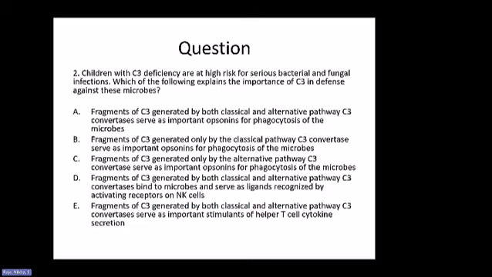Children with C3 deficiency are at high risk for bacterial and fungal infections. Which of the following explains the importance of C3 in defense against microbes? So C3 is in both the classical and alternative pathways, and it's involved with phagocytosis of microbes. So would this one be A? That's correct. It's correct reasoning.